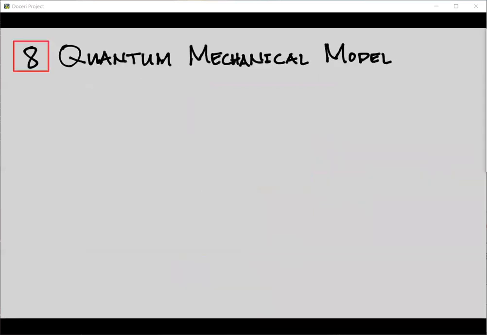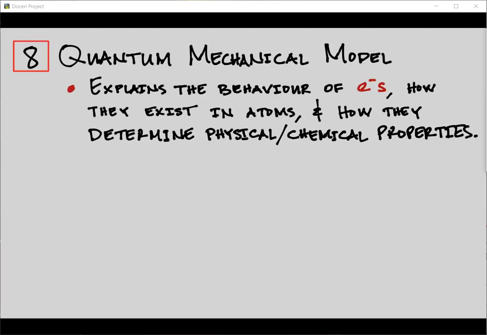All right, so now we're getting into concept number 8, which is the quantum mechanical model. This concept is just a definition of what the quantum mechanical model is. It's summarized in this definition. It basically explains the behavior of the electrons, like, for example, electrons behaving like light, or particle, I should say, or a wave. That's what it means by behavior of electrons: how they exist in atoms, where they exist in atoms, and how they determine physical and chemical properties. That's what the quantum mechanical model basically answers.